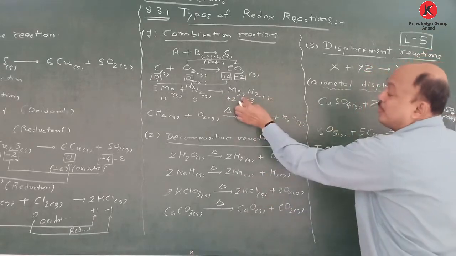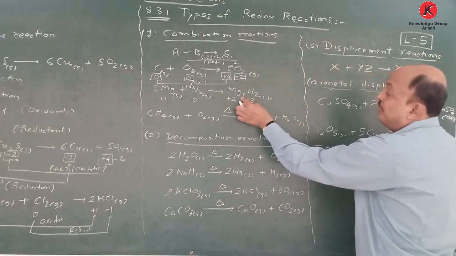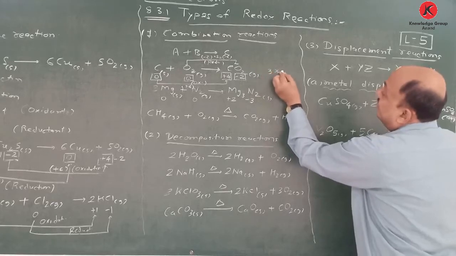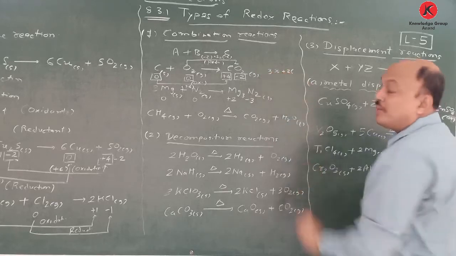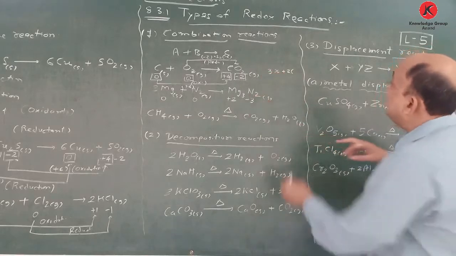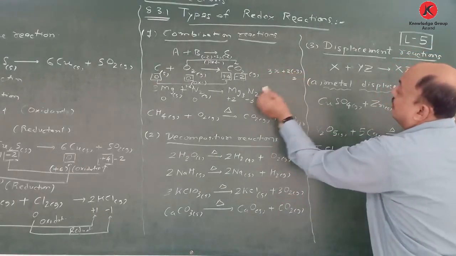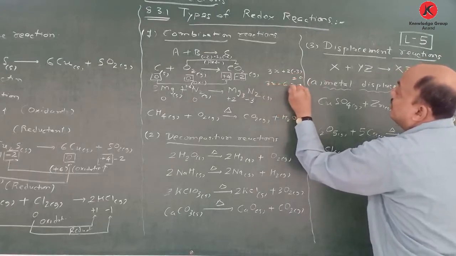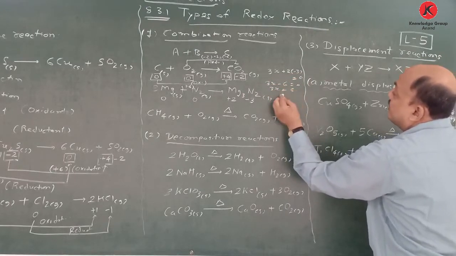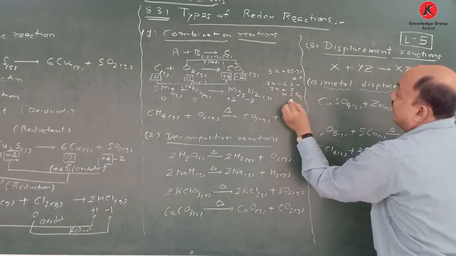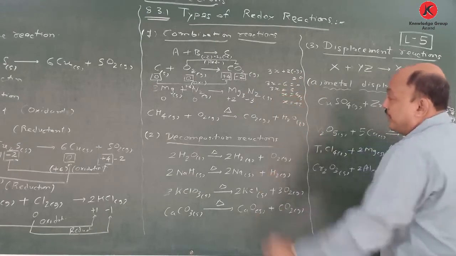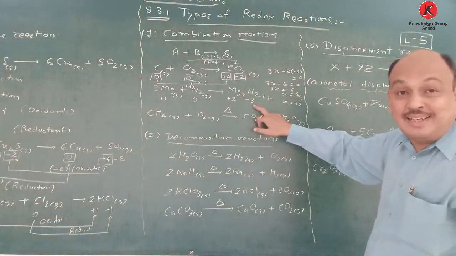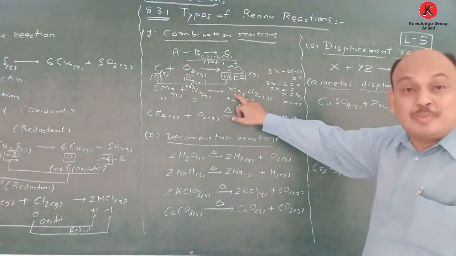Mg3N2 is there. Suppose we don't know the oxidation number of magnesium, then write down 3 into x, plus 2 into the oxidation number of nitrogen, which is considered -3, and it is equal to the overall charge, 0. So 3x minus 6 is equal to 0. So 3x is equal to 6. So x is equal to 6 divided by 3. So x is equal to +2. Okay. So therefore magnesium is +2 and nitrogen is -3. Suppose you know the oxidation number of magnesium.